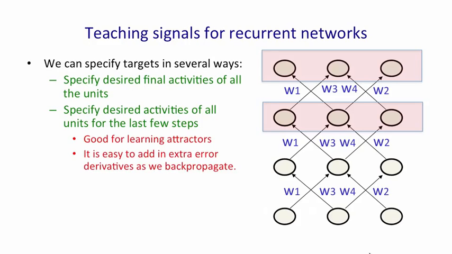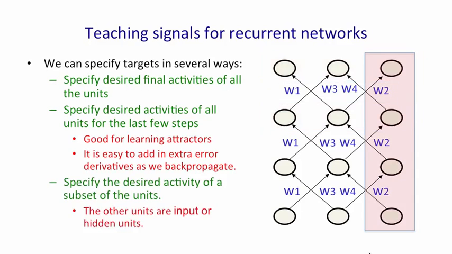And it's quite easy as we backpropagate to add in derivatives that we get from each time step. So the backpropagation starts at the top with the derivatives for the final time step, and then as we go back through the layer before the top, we add in the derivatives for that layer, and so on. So it's really very little extra effort to have derivatives at many different layers. Or we could specify the desired activity of a subset of units which we might think of as output units. And that's a very natural way to train a recurrent neural network that is meant to be providing a continuous output.